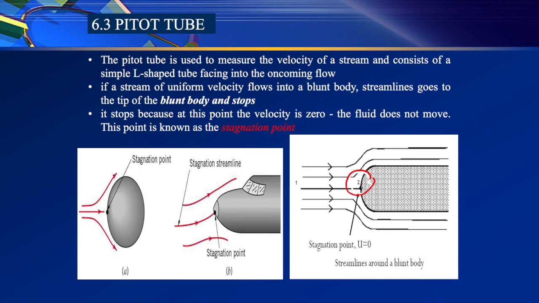So what will happen here? The velocity u is equal to 0 meter per second because it stops. This is the point that we call a stagnation point. So remember, stagnation point. When the fluid flows in a streamline and goes to the blunt body, it will stop, and that fluid velocity will be 0 meter per second. That is what we call a stagnation point.